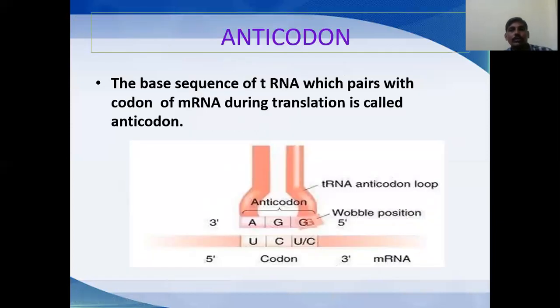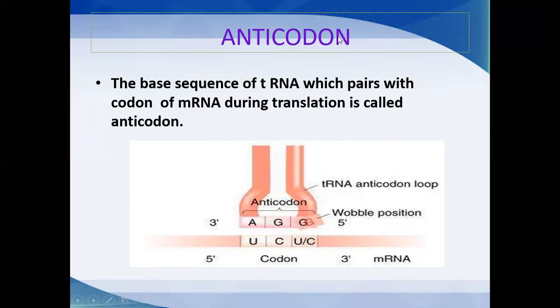One more thing we need to know about is the anticodon, which is present in the tRNA molecule. The base sequence of tRNA which pairs with the codon of mRNA during translation is called the anticodon. So this is 5' to 3', a single stranded mRNA molecule. On the mRNA molecule, different codons are there. This codon is paired with the anticodon of the tRNA molecule.